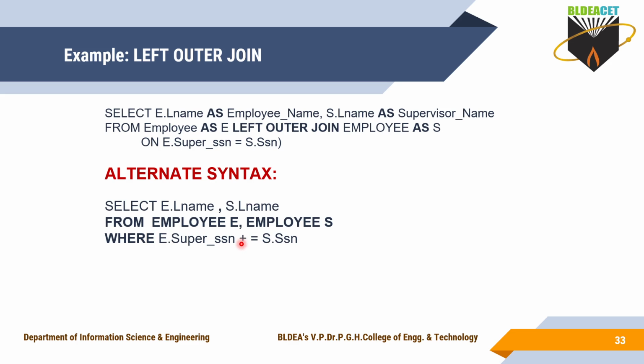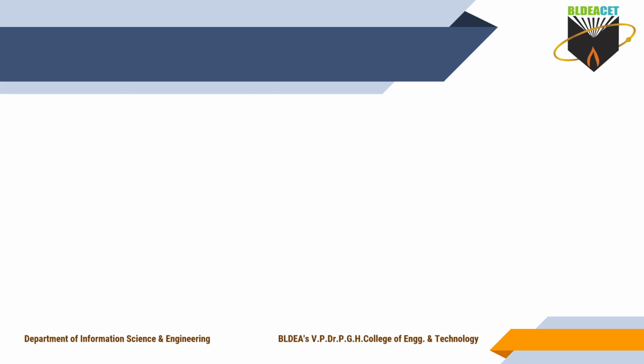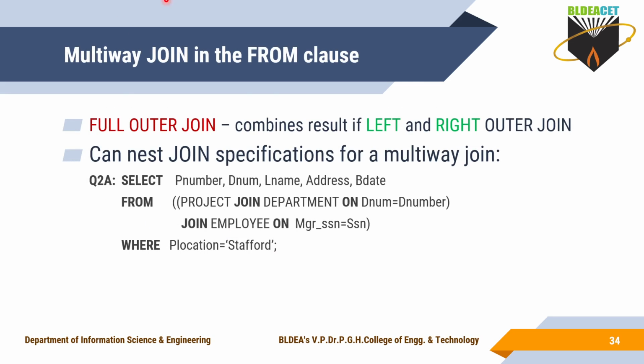So the plus and equal is the operator you use for left outer join here. It indicates what? Plus means all the attributes of this left table remain as they are, and in the right table only those tuples where the condition is satisfied are retrieved. For the remaining it takes null values. Okay. Next, there is one more way in the from clause.